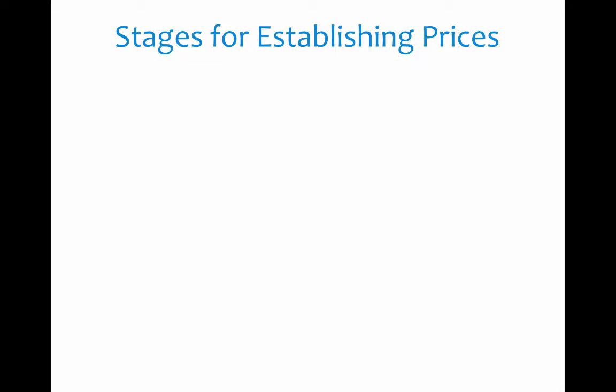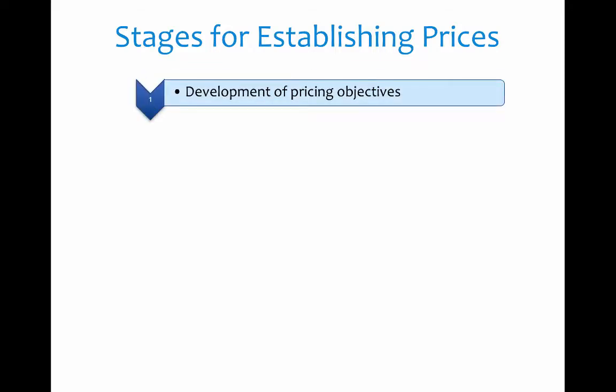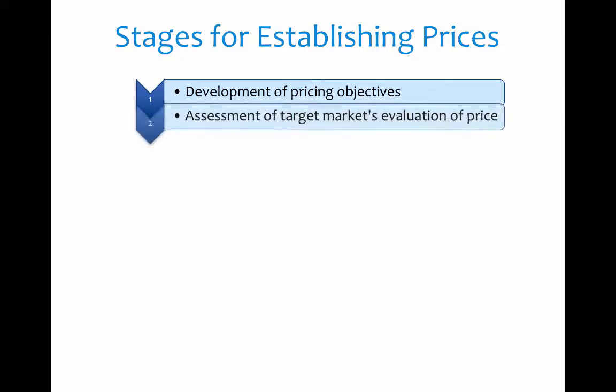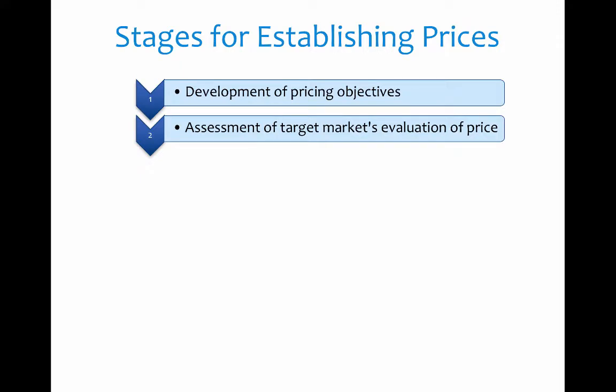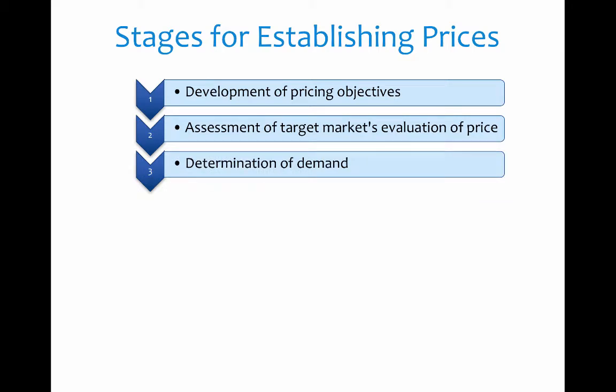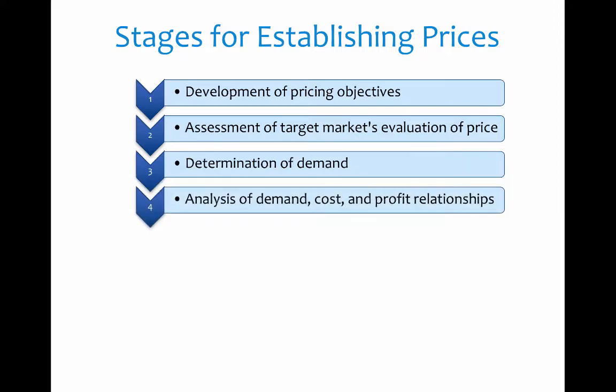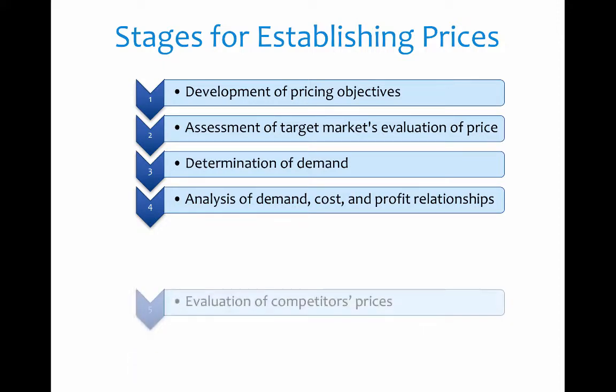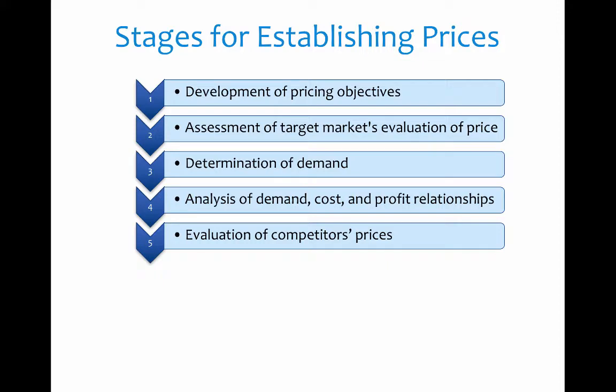Next, we are going to examine the 8 stages of a process that marketers can use when setting prices. Stage 1 is developing a price objective that is compatible with the organization's overall marketing objectives. Stage 2 entails assessing the target market's evaluation of price. In Stage 3, marketers should examine a product's demand and the price elasticity of demand. Stage 4 consists of analyzing demand, cost, and profit relationship. Next, Stage 5 involves evaluating competitors' prices, which helps determine the role of price in the marketing strategy.